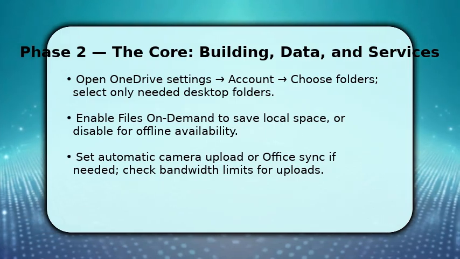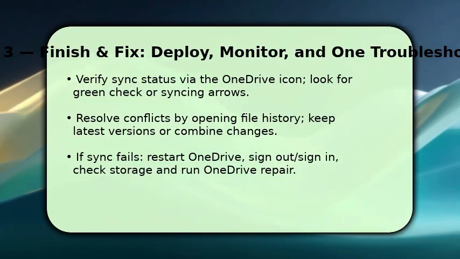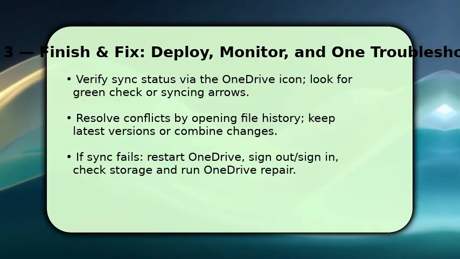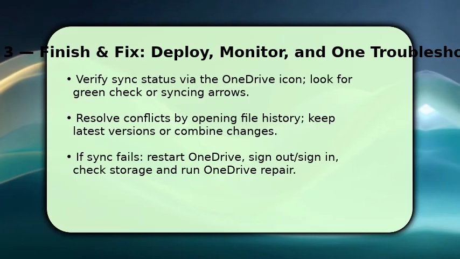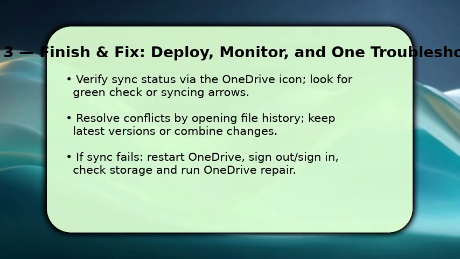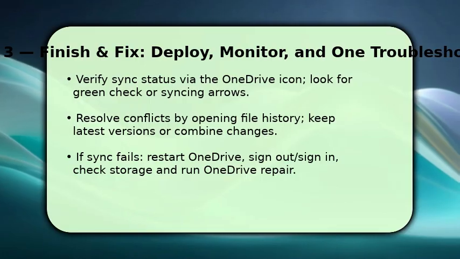To finish, verify that files on your desktop now show OneDrive overlays and that the system reports synced or syncing. Click the OneDrive icon to review recent activity and open any conflicted files to choose which version to keep. This prevents duplicates. If something goes wrong, first try restarting OneDrive and signing out then back in.